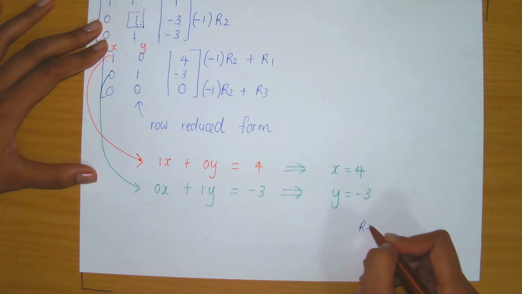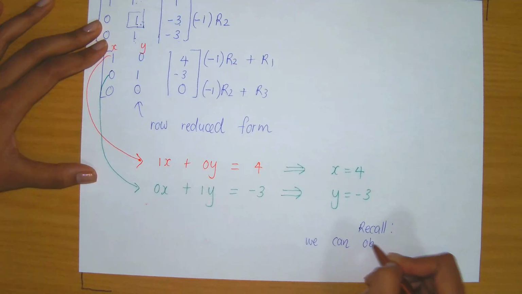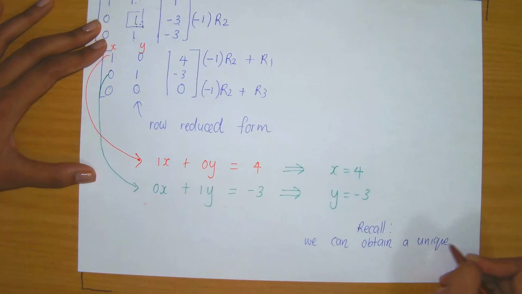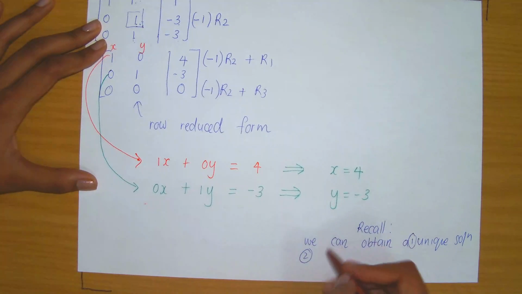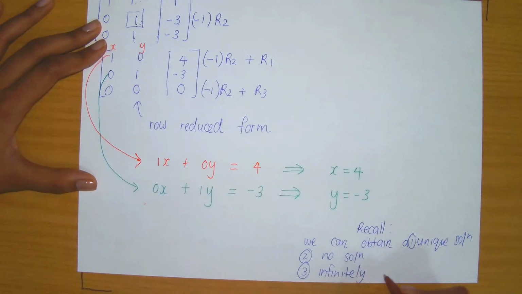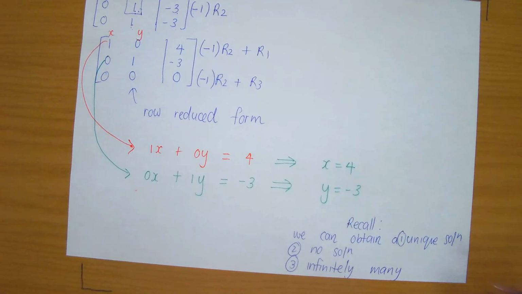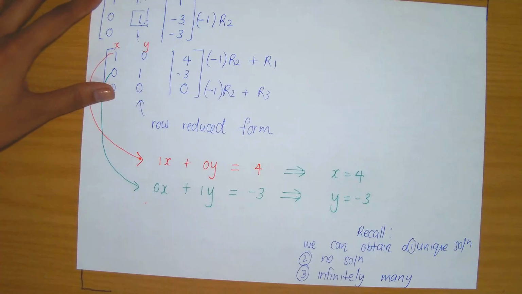So just to recall, we can obtain a unique solution. So that's 1. 2, you could obtain no solution. And 3, you can obtain infinitely many solutions. So these are the 3 possible cases. And in this case, we have a unique solution. I hope that you understand the steps in this problem. I'm now going to go on to the next problem.